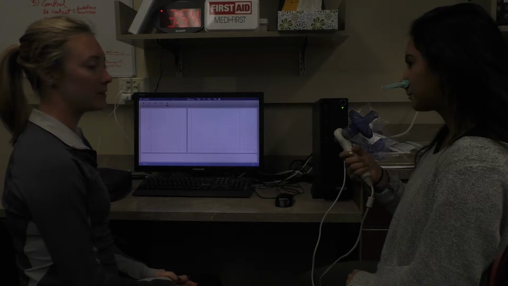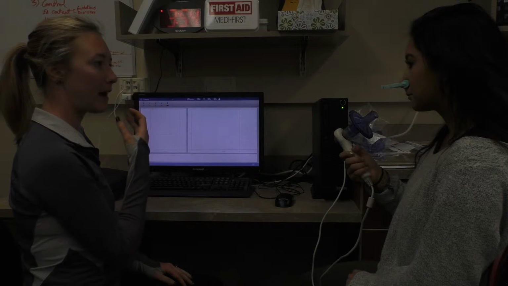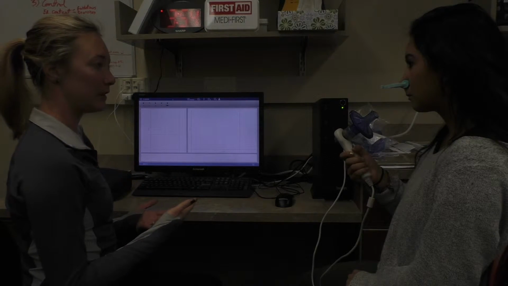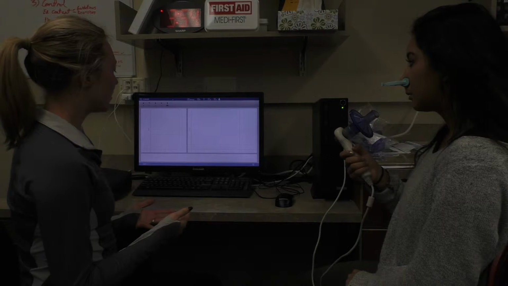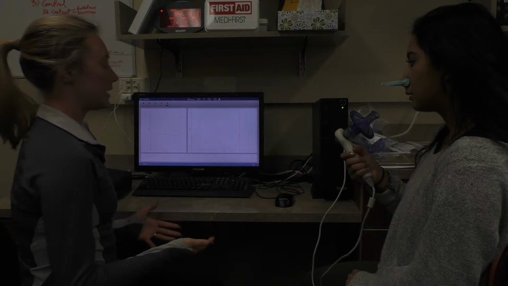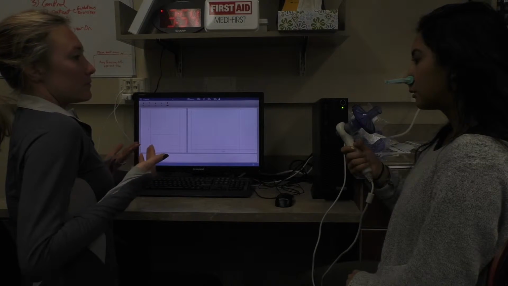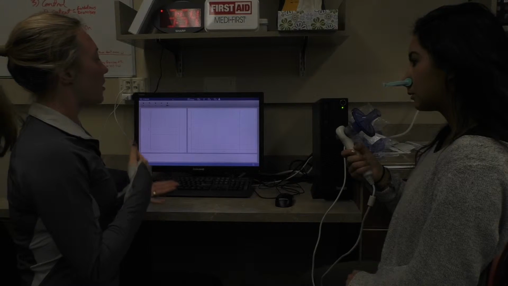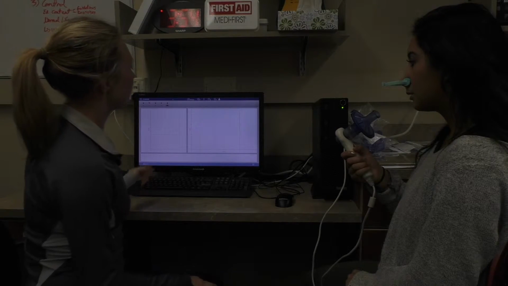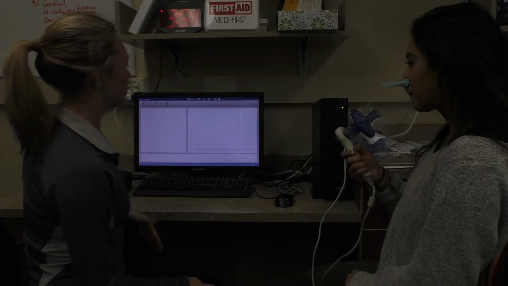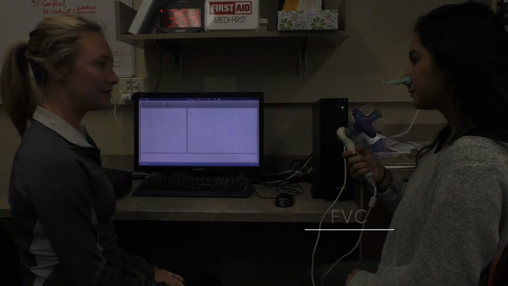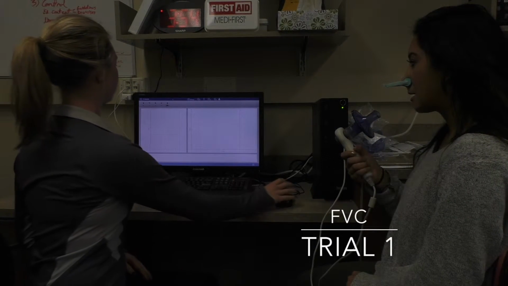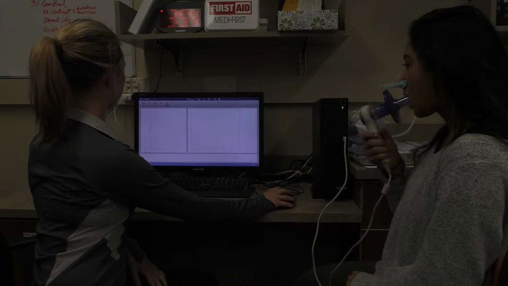All right, so we're going to do an FVC measure. What I'm going to have you do is put the spirometer in your mouth, breathe normally, and then when I tell you to go, you're going to breathe in, take a deep breath, and then release it as hard and as fast as you can. You need to go for 6 seconds, so I'll tell you when to stop. Sound good? Okay. This is FVC trial 1.